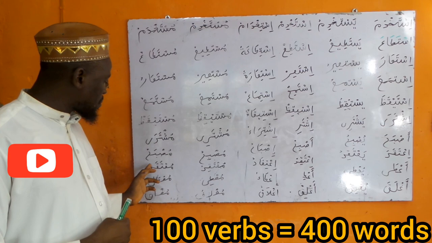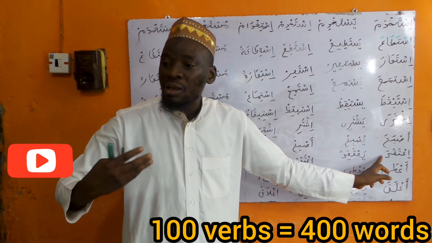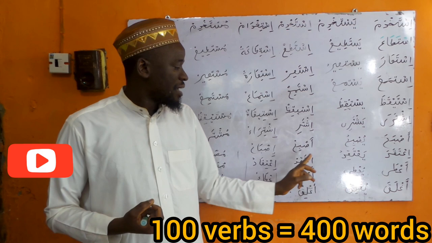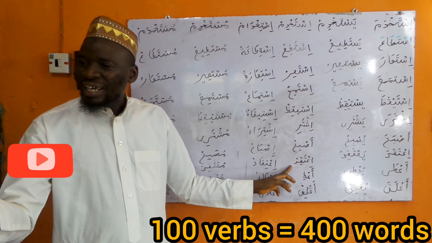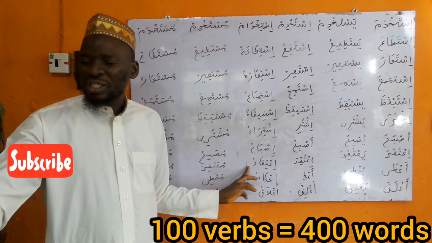I'taqada. Ya'taqidu. I'taqid. I'tiqad. Mu'taqid. Mu'taqad. I'taqada means believed. Do you understand? Ya'taqidu means is believing. I'taqid. Believe. Ana a'taqid annaka talibun mushtahid, that you are a diligent student. I'tiqad means belief. Ma huwa i'tiqadika fi Allah? What is your belief in Allah?